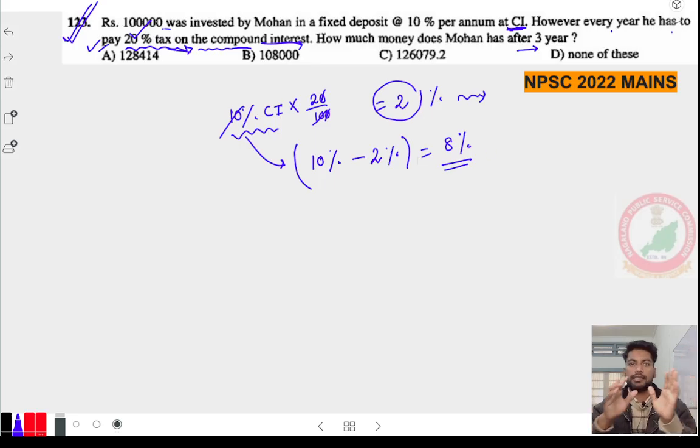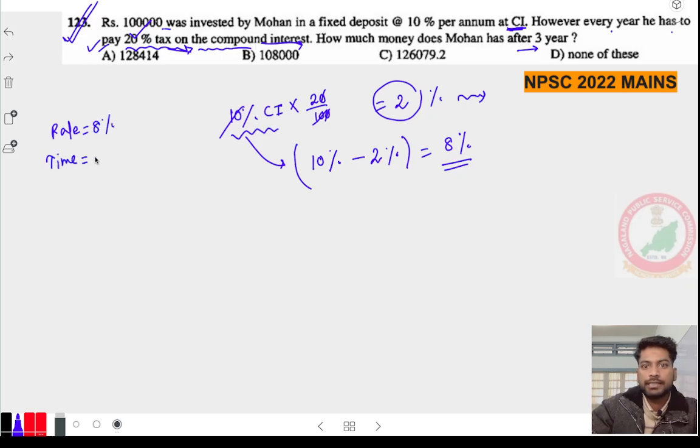Why? देखो, 10 rupees he was getting. 20% of 10 rupees will be 2 rupees. 2 rupees he has to give for the tax. That's why he will be getting 8 rupees. Got it? समझ में आया? So 8%. Now your rate is 8%. Time, how much time is it taking? 3 years. And your principal is 1 lakh. From here you can get compound interest.